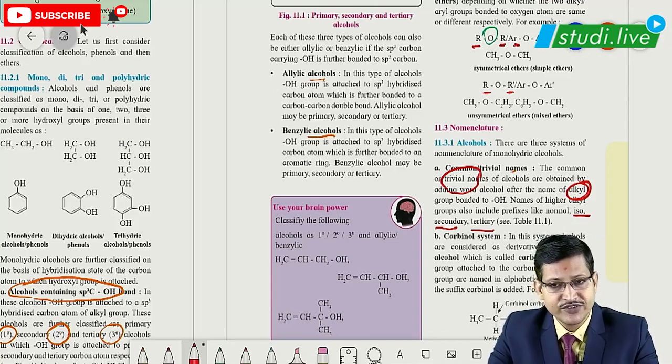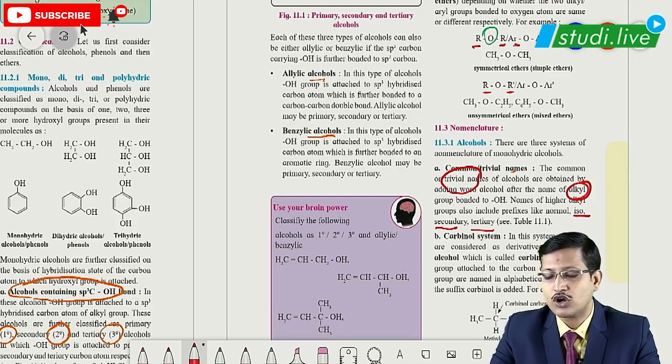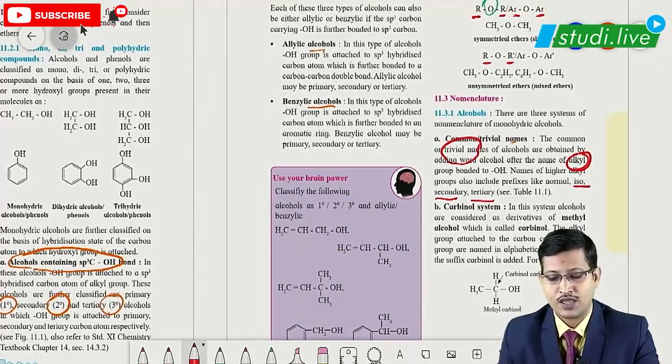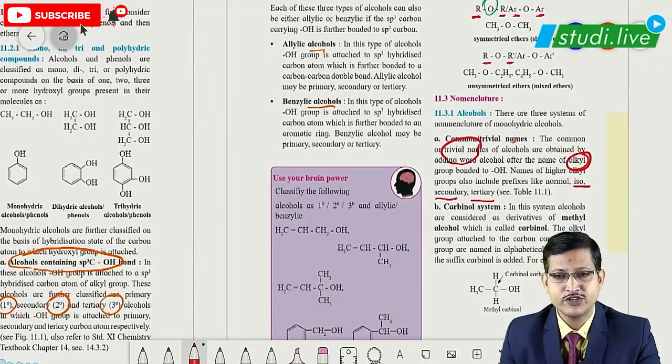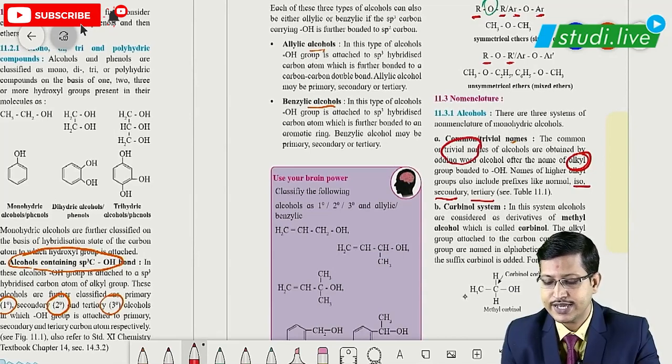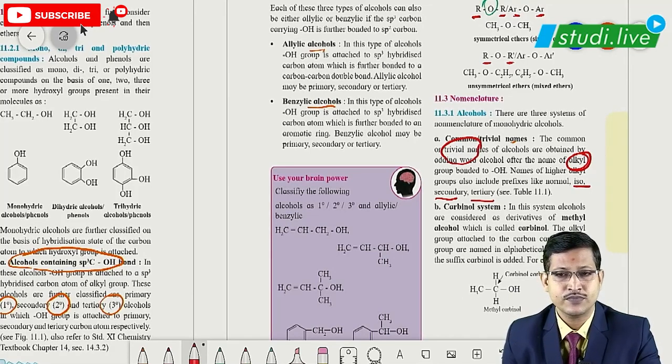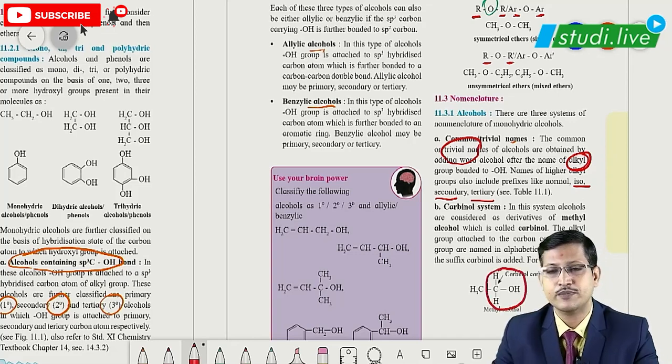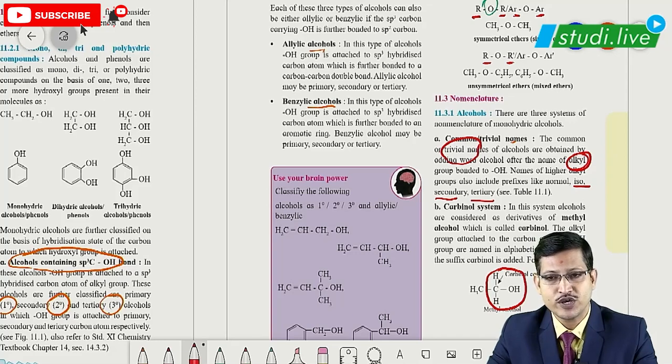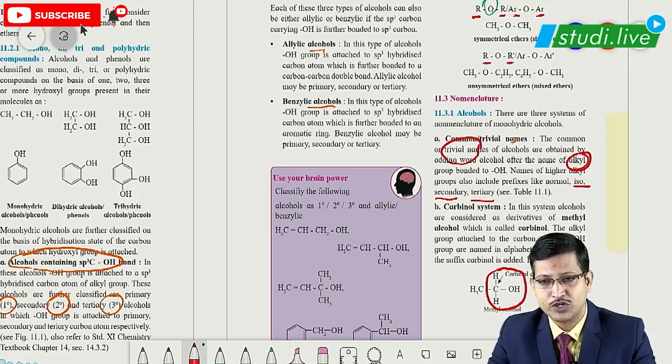Now comes a very new topic in the upgraded textbook. That is called the carbonyl system. In this carbonyl system, the compound here is CH3CH2OH. Now what is that carbonyl? This group here, CH2OH, is called the carbonyl group, or COH basically, that is the carbonyl group.